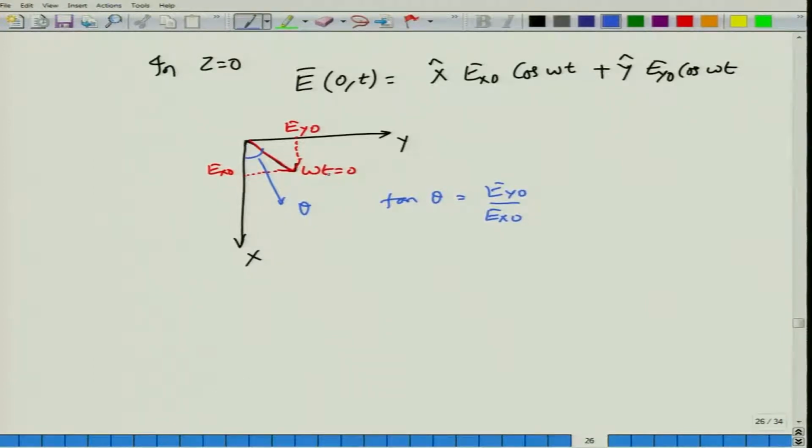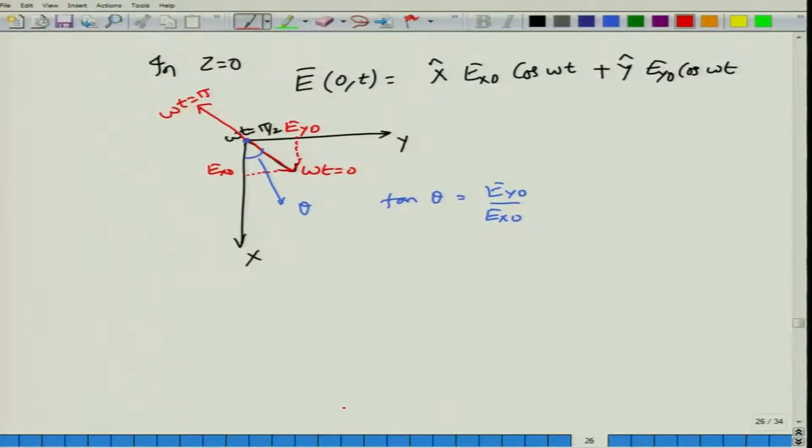What happens at omega t equal to pi by 2? Cos pi by 2 is 0, which means the electric field at omega t equal to pi by 2 will be at the origin, because the amplitude is 0. What will happen at omega t equal to pi? Cos pi is minus 1 and you will get minus x hat Ex0 minus y hat Ey0. At omega t equal to pi, the direction of the wave will be along minus Ex and minus Ey, which would be along this particular direction. So this is when omega t is equal to pi.